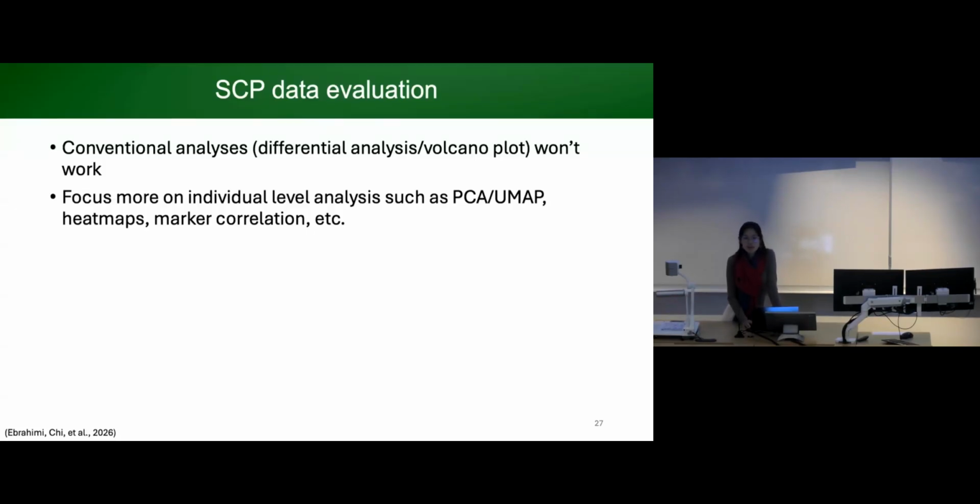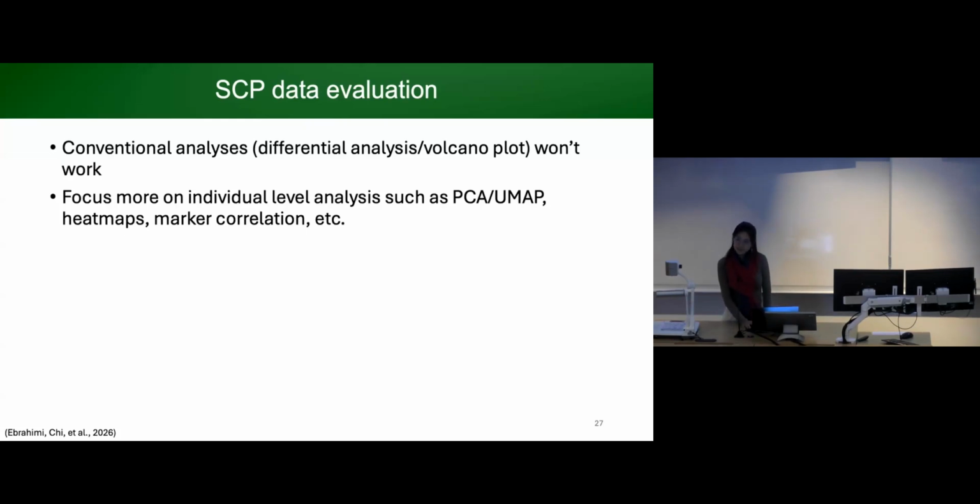So another aspect of data evaluation is to look at the biological interpretation of the data. For any conventional proteomics approach, it's very common that people do differential analysis and then visualize it by volcano plot downstream, which is not going to work for single cell because it averages out all the intensities within the conditions, which then masks the cellular heterogeneity.